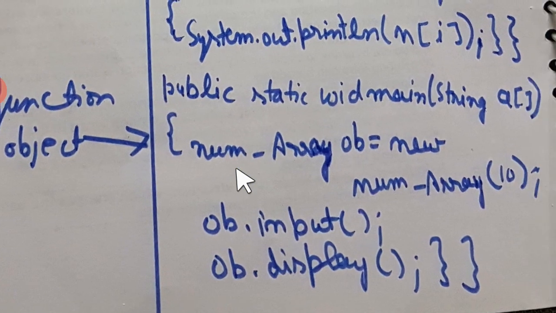Now students, after creating the object and passing this value 10, our array will be ready inside the object. So we now call the input function, ob.input, that will perform the input to the array, and then after that ob.display, it will display the data stored in the array. And then we close the main function, and finally we have closed the class definition. All right, students, please practice this program again and again, because these are the common operations which are going to be used in almost every program of the array.